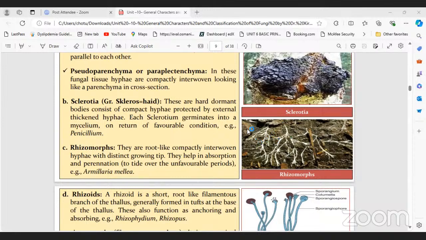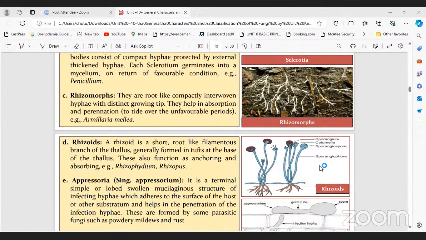You can observe the picture. Just root-like structures are present in the rhizomorph. Coming to the rhizoids. See, this is a mold. These are all the rhizoids. A rhizoid is a short, root-like structure, very short. And you can observe the root-like structures are there. Here, the filamentous structure you can observe, filamentous, branched. Yes or no?